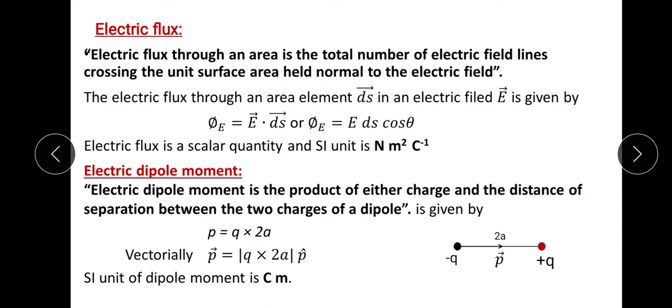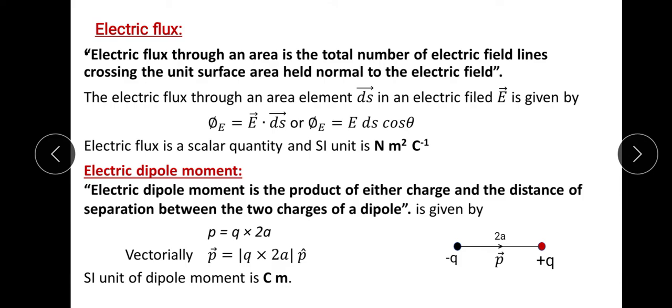Next topic is electric dipole moment. So remember the definition of electric dipole first. An electric dipole is a pair of equal and opposite charges separated by a small distance. You can observe in this diagram, this is a negative charge, this is a positive charge, and the distance between them is 2a, and this distance 2a is very small.